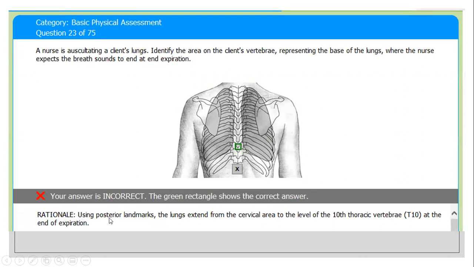The rationale: using posterior landmarks, the lungs extend from the vertebral area to the level of the 10th thoracic vertebra. So here to here, all is vertebra, but this area is called cervical vertebra, and this is called thoracic vertebra, and after that lumbar vertebra. So the lungs finish at the 10th thoracic vertebra.